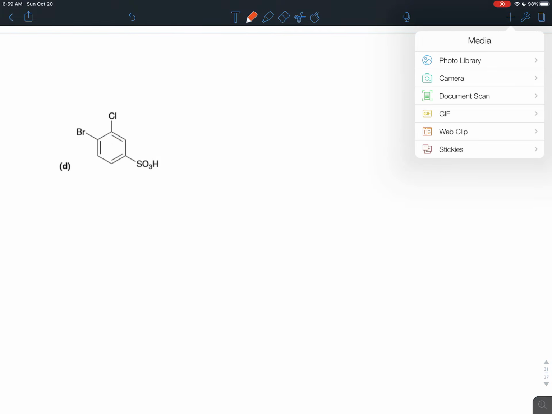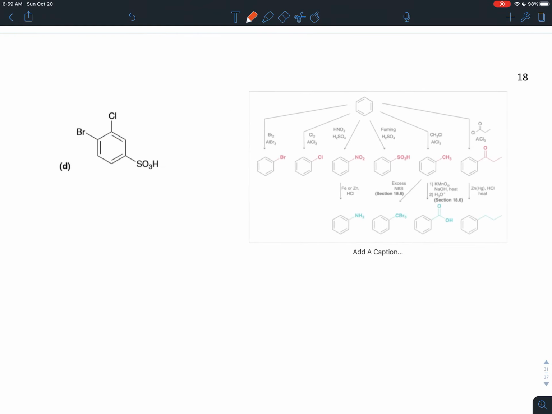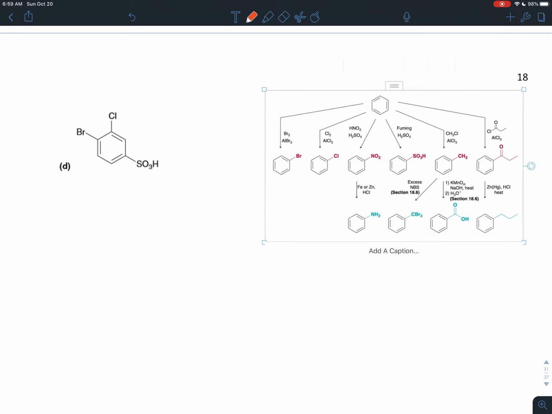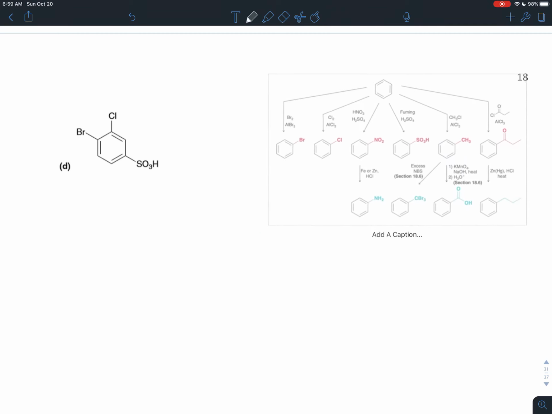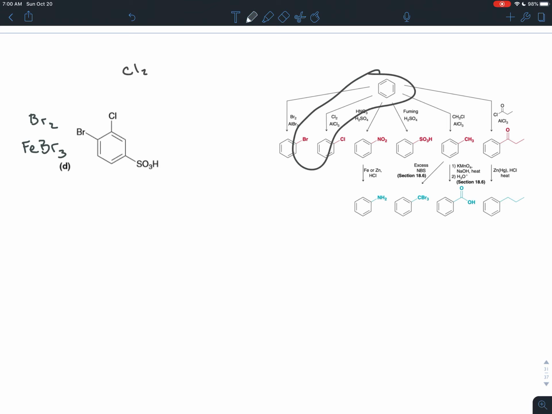Okay, last one for these. So first let's just think about what recipes we need to use, and then we'll think about the order that we need to do them in. So for the bromine, you can add a couple things, but you definitely need Br2, and you could either use FeBr3 or AlBr3, either way. For the chlorine, Cl2 and AlCl3. Technically, you could also use FeCl3.